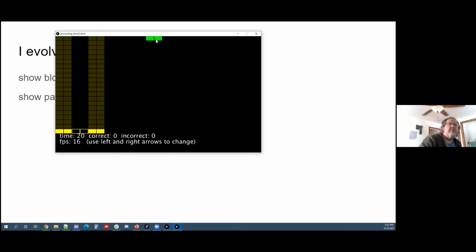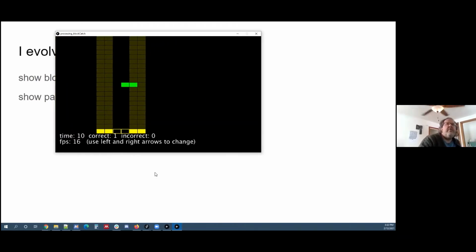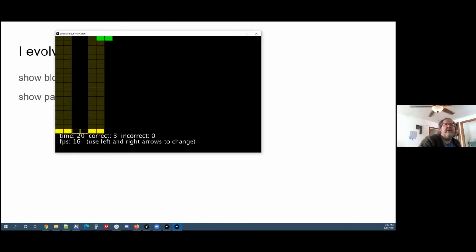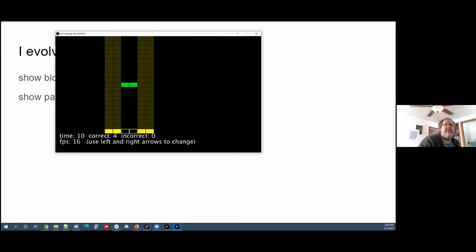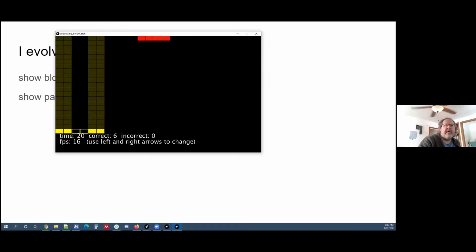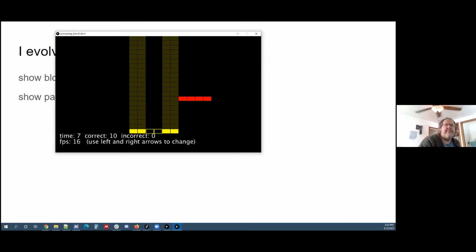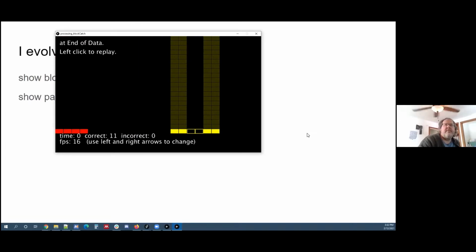So this little 2-size block here, it needs to integrate over time in order to determine that it's a small block. And anyway, we can watch this and we can see that here are a bunch of size 2 blocks that are falling, and it manages to catch them. And here are size 4 blocks, which are larger, and it has to miss them, and it manages to miss them. So this is one kind of brain that I evolved.